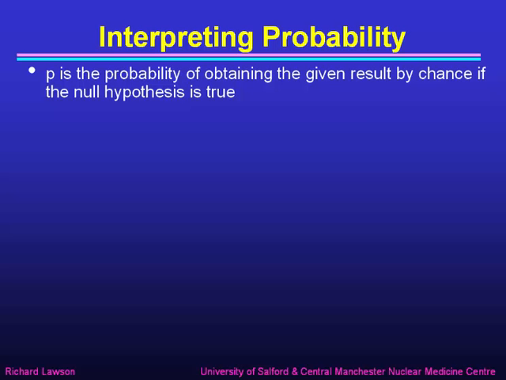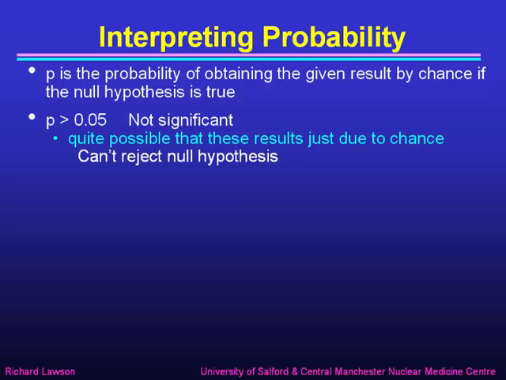How do we interpret these probabilities? Well, if P is the probability of obtaining the given result by chance on the assumption that the null hypothesis is true, then a probability P of more than 0.05 or 5% is taken to be not significant, meaning it's quite possible that these results were just due to chance. We have no reason to reject the null hypothesis. We have an inconclusive result.